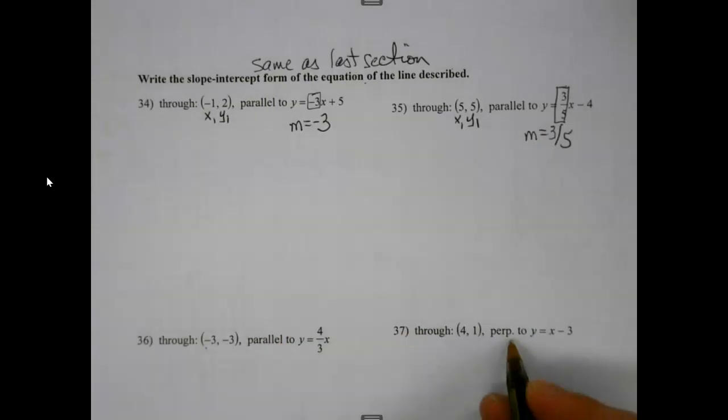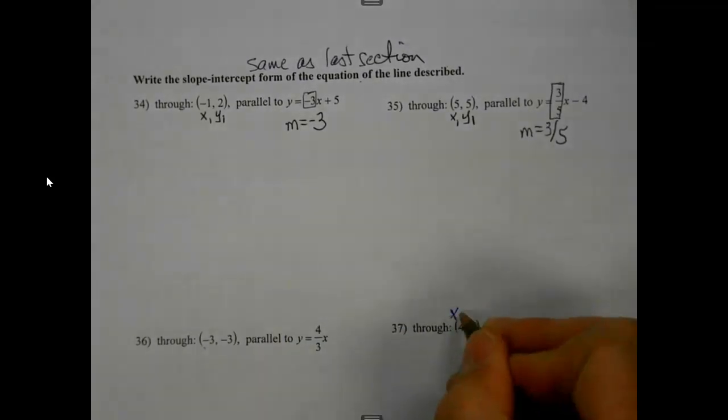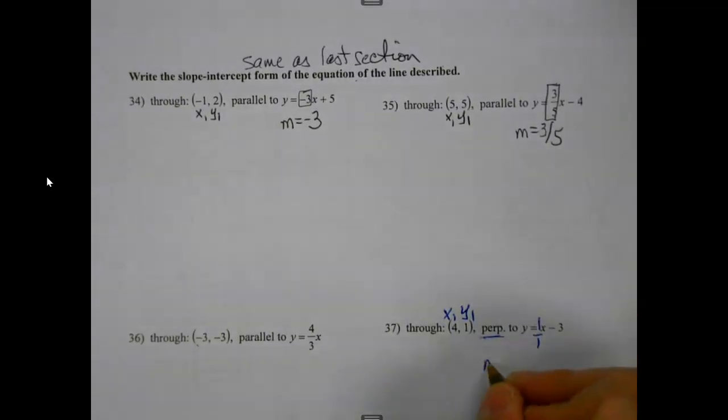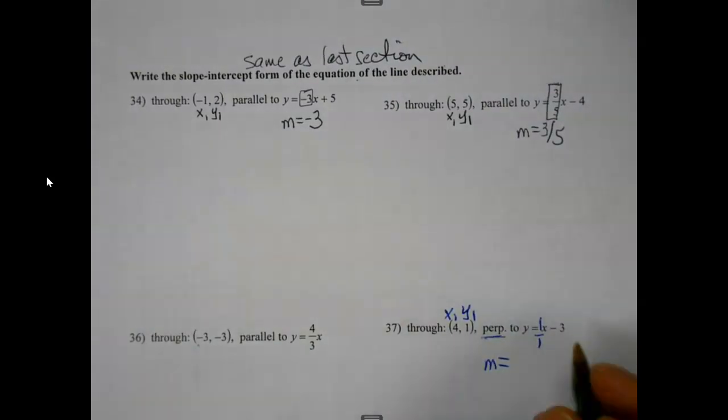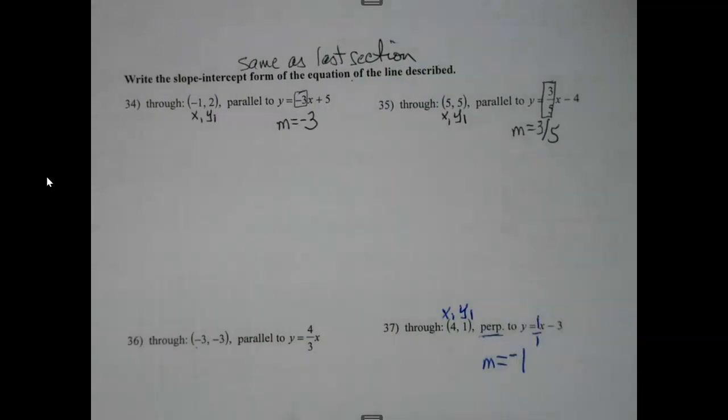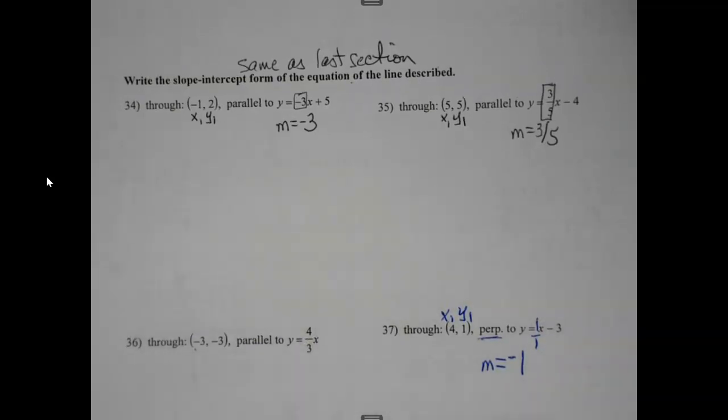Even when it changes to perpendicular, for my slope, you flip the fraction. Well, again, 1 over 1 isn't really going to change much, but change the sign. So point slope form into slope intercept is what the goal is here. The only difference is going to be how am I getting that slope value when I'm trying to work through it.